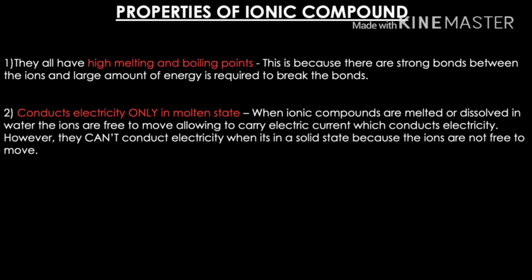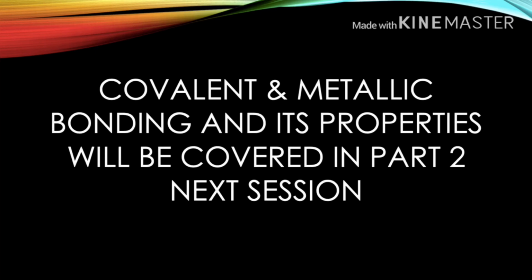Properties of ionic compounds. Number 1, they all have a high melting and boiling point. This is because there are strong bonds between the ions and a large amount of energy is required to break the bonds. And number 2, they conduct electricity only in the molten state. So when ionic compounds are melted or dissolved in water, the ions are free to move, allowing them to carry electric current, which conducts electricity. However, they can't conduct electricity when in a solid state because the ions are not free to move. That's the end of ionic bonding.